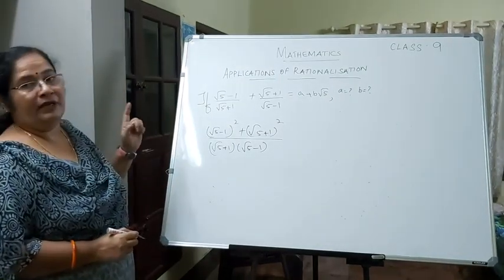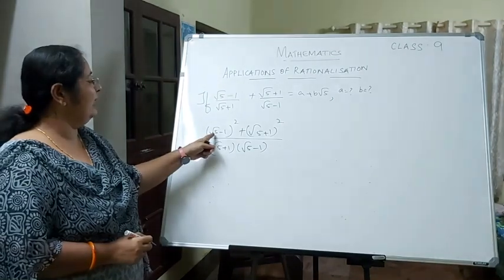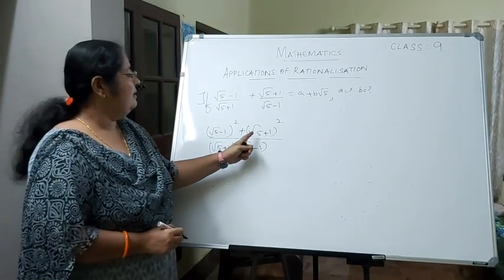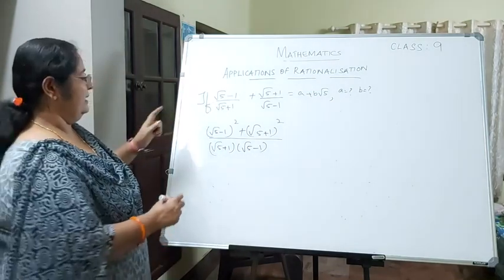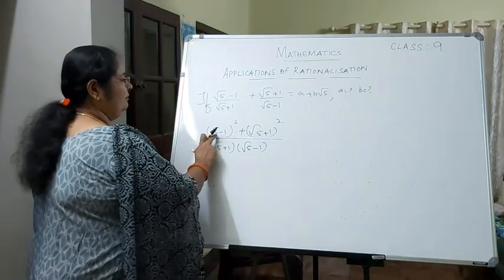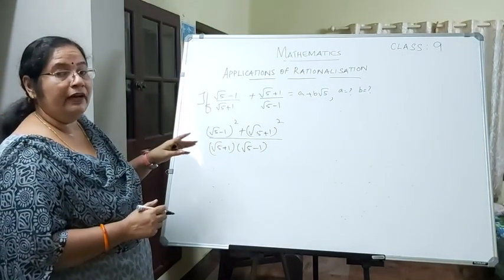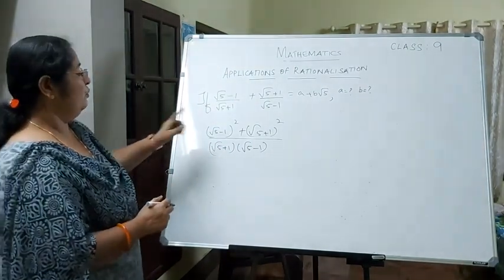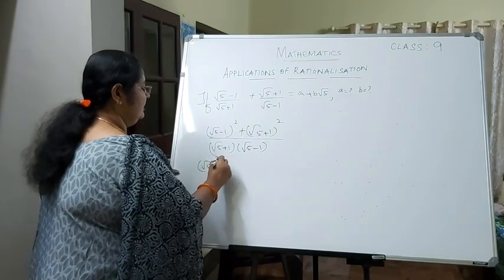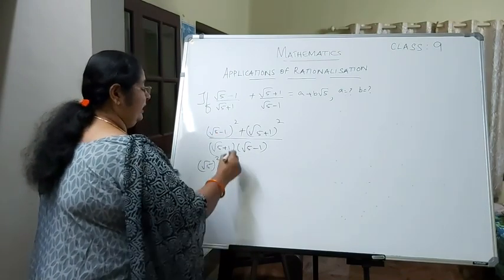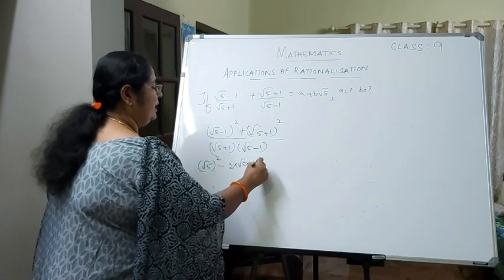Now look at the numerator. Here you have two identities. This is a minus b the whole square. This is a plus b the whole square. Now expand using that identity. What would this be? A minus b the whole square is a square minus 2ab plus b square. What is our a? Root 5, and b is 1. So what are we getting here? A square, that is root 5 square, minus 2 into root 5 into 1, plus 1 square.